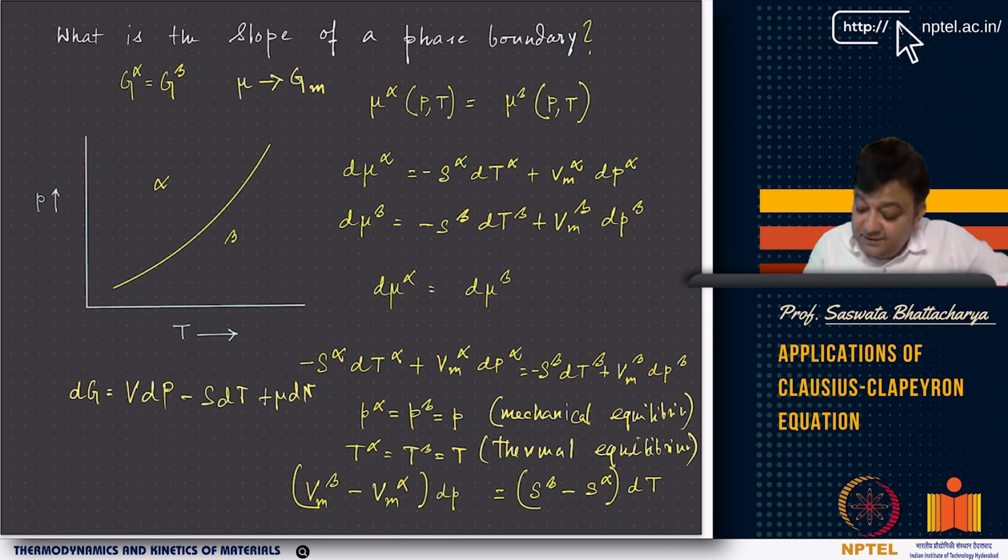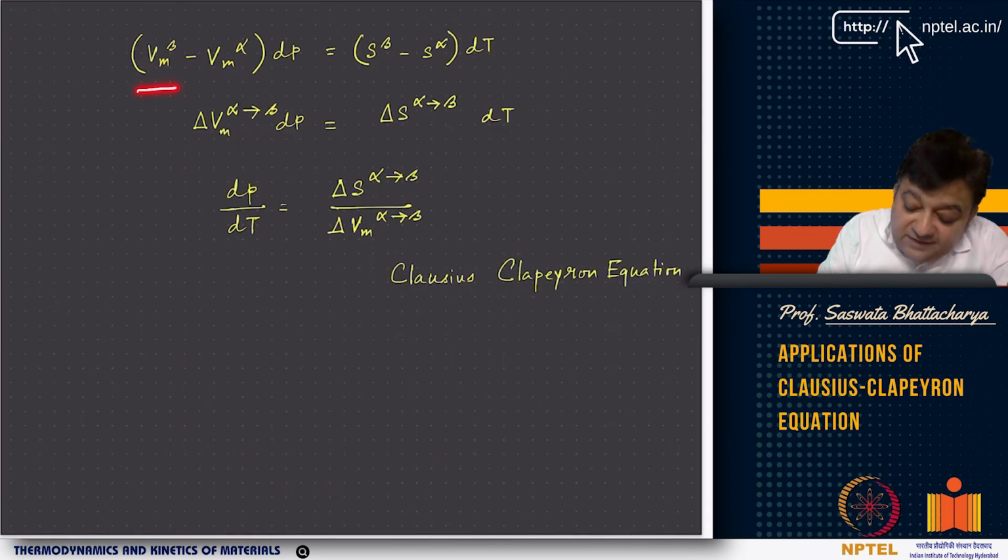Now, P alpha and P beta are the same, some common value P, and T alpha and T beta are equal to some common value T. So if you rearrange, you get (Vm beta − Vm alpha) dP = (S beta − S alpha) dT. Now Vm beta minus Vm alpha is delta Vm alpha to beta. According to our convention, that is the change in molar volume when there is a transformation from alpha to beta.